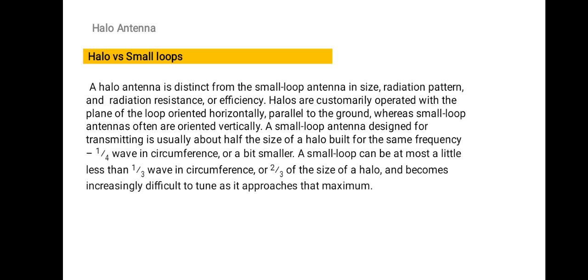A small loop antenna designed for transmitting is usually about half the size of a halo built for the same frequency, 1/4 wave in circumference, or a bit smaller. A small loop can be at most a little less than 1/3 wave in circumference, or 2/3 of the size of a halo, and becomes increasingly difficult to tune as it approaches the maximum.